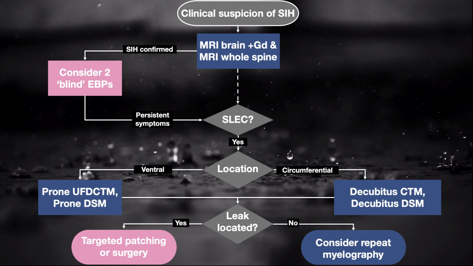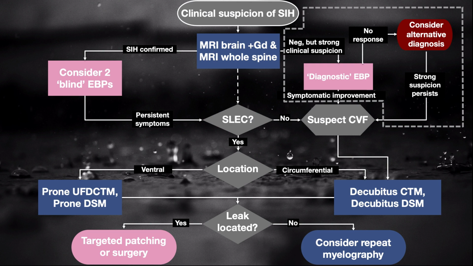Now, if there's no SLEC, but good imaging evidence of SIH, you're thinking about a CSF venous fistula, in which case, go straight for some form of decubitus myelography. Always also consider those patients who have a good clinical history but are imaging negative, and how they might feed into this pathway. There's no one right way. You might think about doing a diagnostic blood patch to see if there's a pressure response, and therefore you're suspecting maybe an intermittent or slow-leaking CSF venous fistula, and they may need to progress to decubitus myelography.